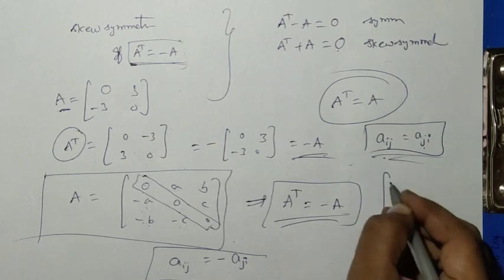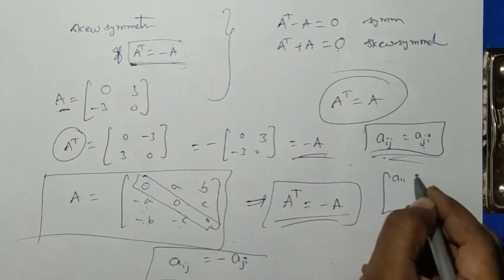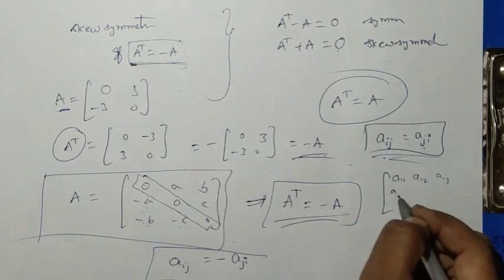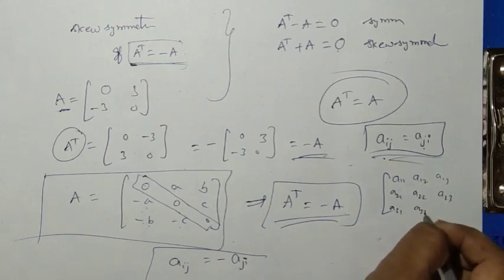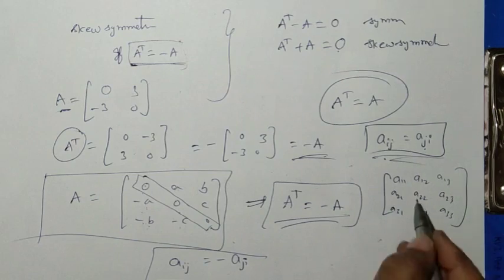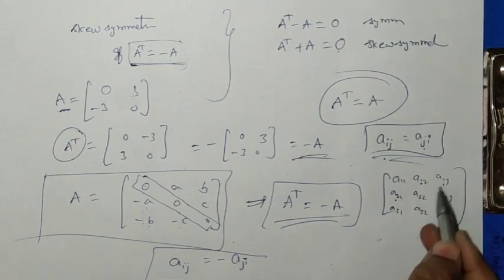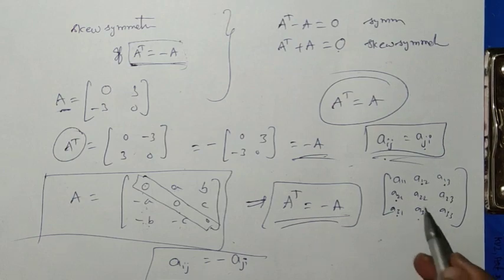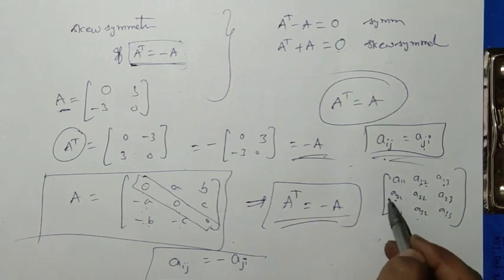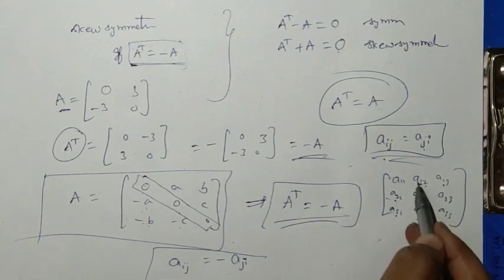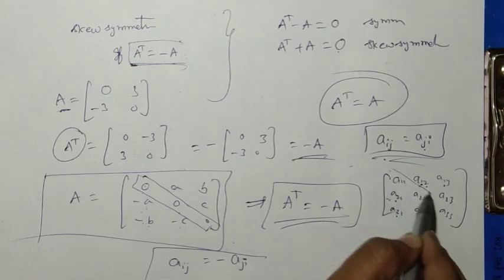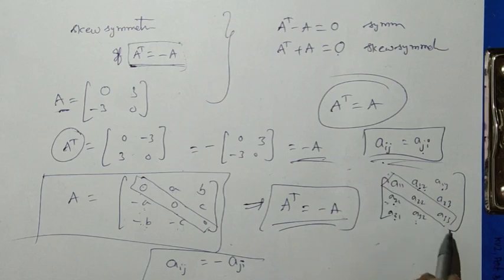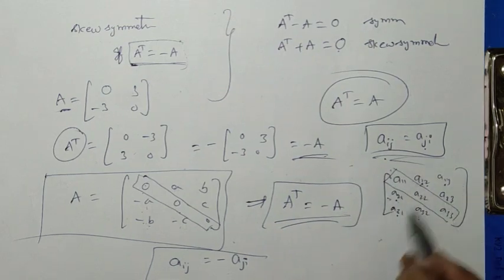For example, if it is A11, A12, A13, A21, A22, A23, A31, A32, A33. See this one: A12 and A21 are equal, A13 and A31 are equal, A23 and A32 are equal for a symmetric matrix. For skew symmetric, A12 will be equal to minus A21. These two are negative of each other, these two are negative of each other, and these two are negative of each other. And diagonal elements are zeros for skew symmetric matrices. For the non-diagonal elements, that property will be there.